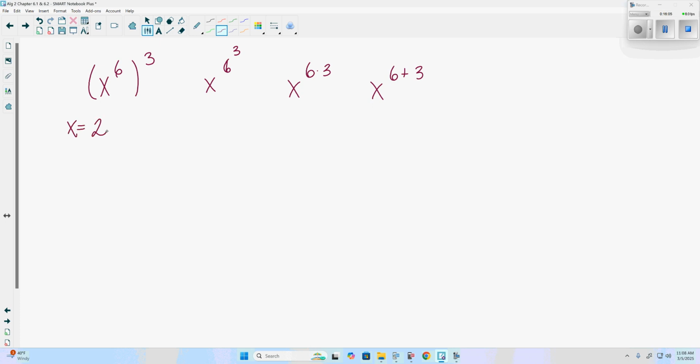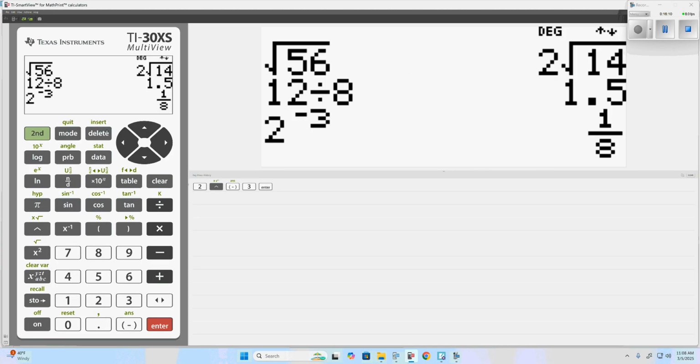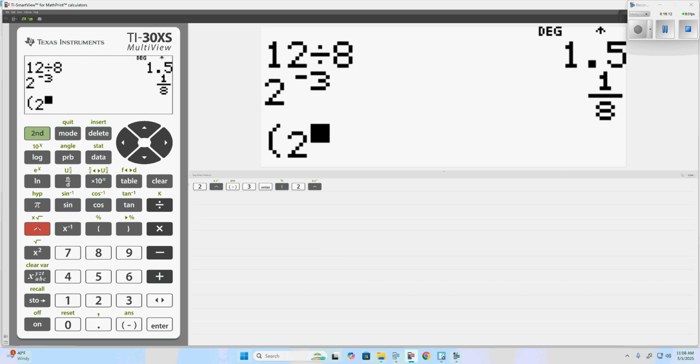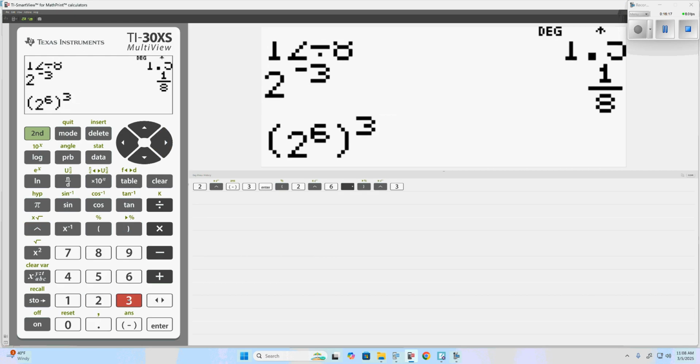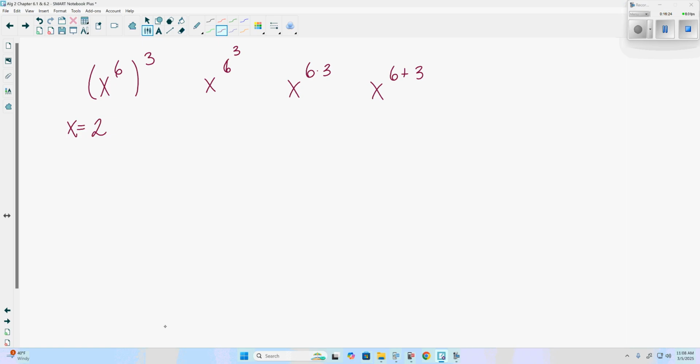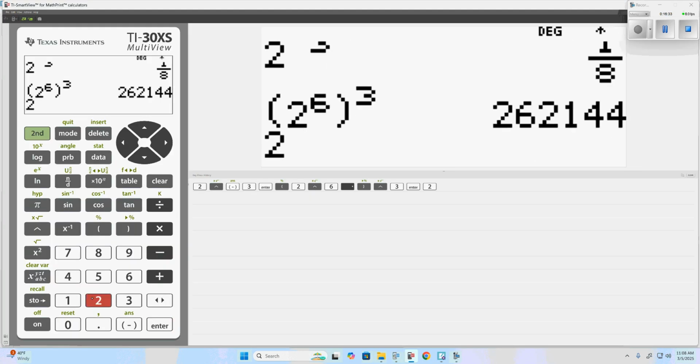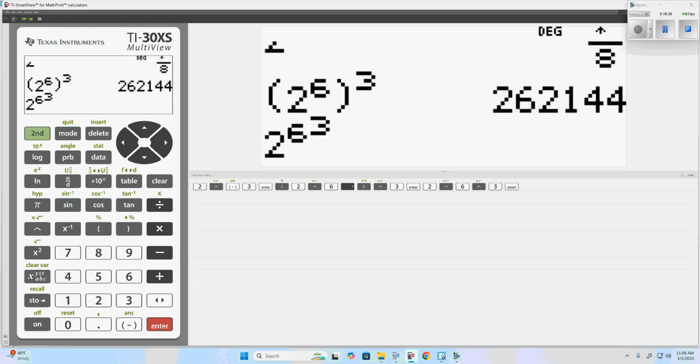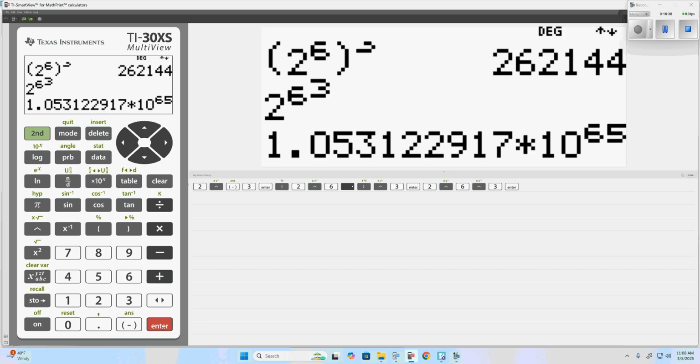I'm going to say x is 2. Because if you do have one of these, we could say 2 to the 6th power to the 3rd, because that's what we started with, yes? 262,144. So this should be 262,144. So let's try 2 to the 6th to the 3rd. Is that the same thing?